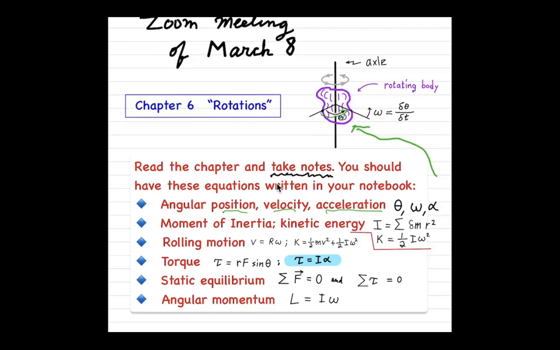So it's very similar to the case of motion in one dimension, which we went over at the very beginning of the semester. Only now the dimension is not the position of the center of the object in some space. It's the orientation, or the angular orientation of the body.